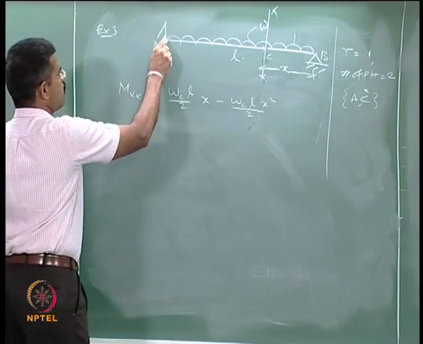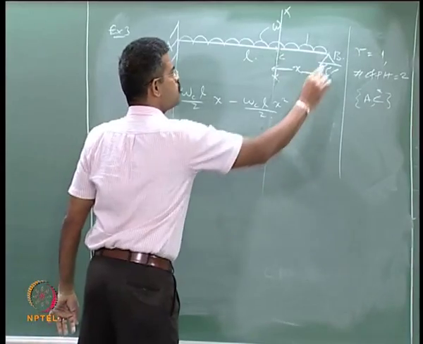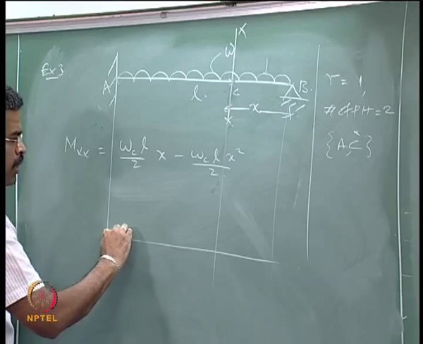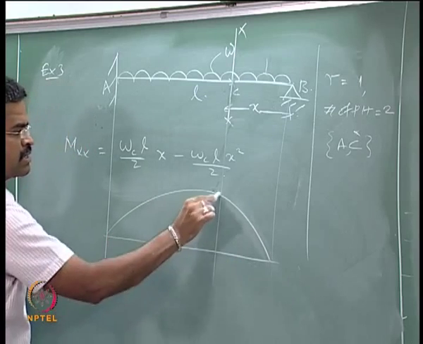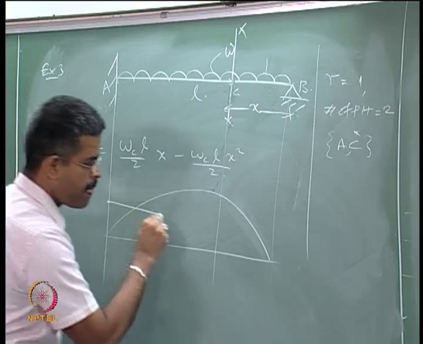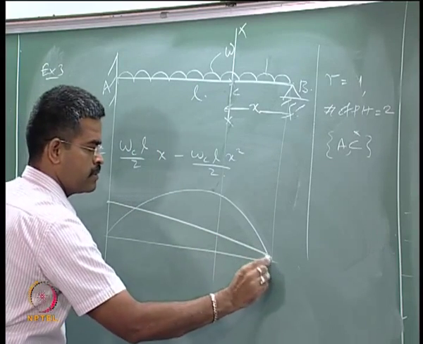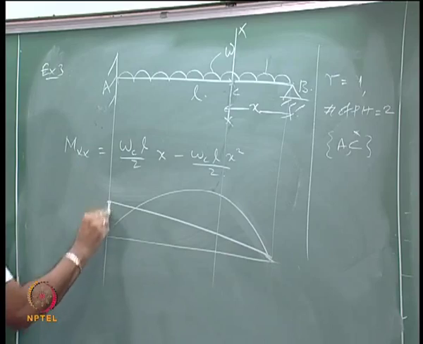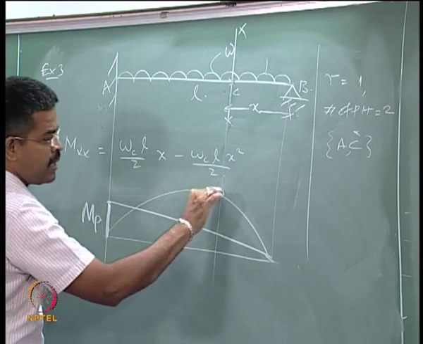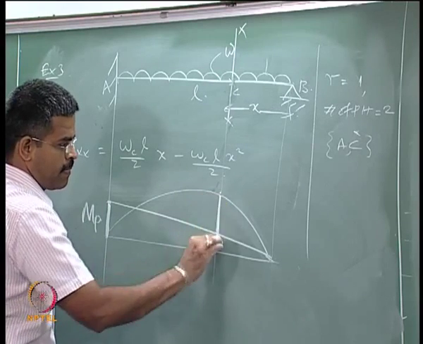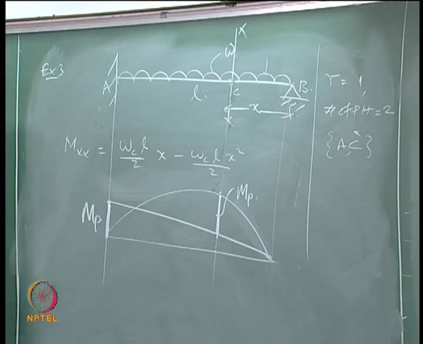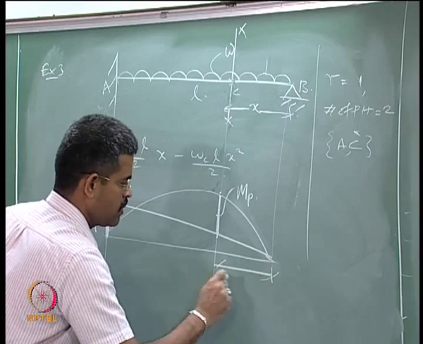If we try to draw the bending moment distribution for this, one will be parabolic, the maximum is occurring here, one will be linear, is it not, 0. So this is going to be MP and this is going to be MP, correct, because two hinges, and this distance is x, of course.